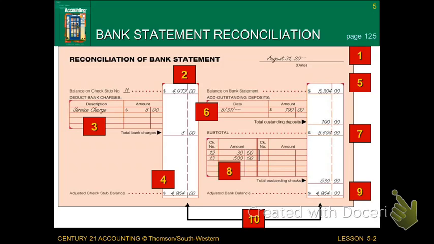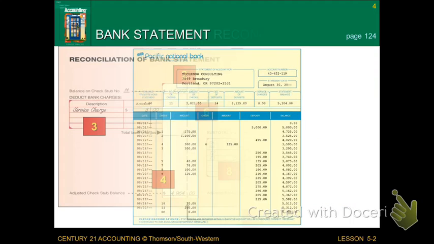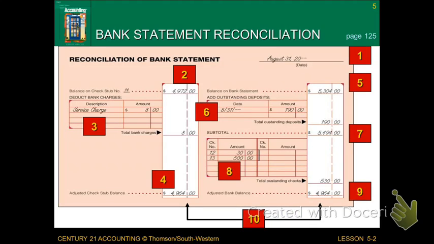because we were not aware of the bank service charge until we had received our statement. We look at the right side of the form, and it asks for the balance on our bank statement. When we look at our bank statement, we can see that it had a balance of $5,304. So we include that balance at the top of our column. We then list any outstanding deposits. These are deposits that we have made since the bank statement was printed. That statement was printed on August 30th, so a deposit on August 31st would not have shown up on that bank statement.